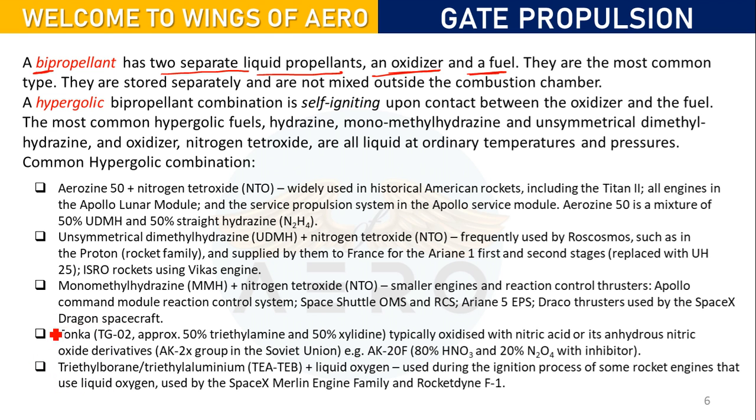Now, very important is a hypergolic bipropellant combination. The term hypergolic means it has the ability to combust by itself. That means without any igniter it can ignite. When both the oxidizer and the fuel come in contact with each other, they will ignite. That kind of propellant is called a hypergolic bipropellant. Did you get my point?